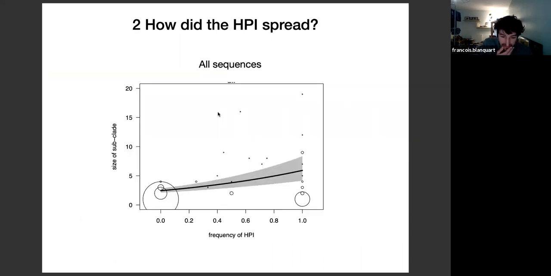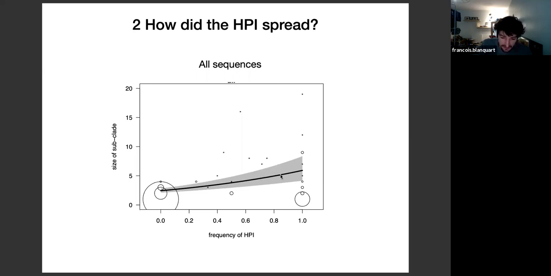And now you can start to see these clades diversifying. When you correlate the size of these subclades, as a simple first approach, the y-axis on this graph is the size of the subclade, and the x-axis is the frequency of the HPI within the subclades. The bubbles are proportional to the number of occurrences of this particular instance. So this big bubble is the singletons which are non-HPI, and this one here are the singletons that are HPI. And you see a correlation between these two things, so it seems like the diversification is associated with HPI.